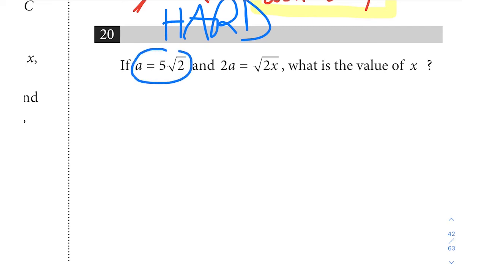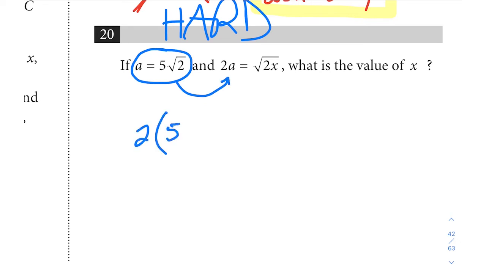So when you look at it, they give us a equals 5 root 2. If they just said a equals 4 or some other number, we would feel more comfortable plugging it in for a, but plugging this in, our approach is going to be the same, but the numbers are going to look a little funky because we have these roots in there. But let's still try plugging it in, and let's see what happens.